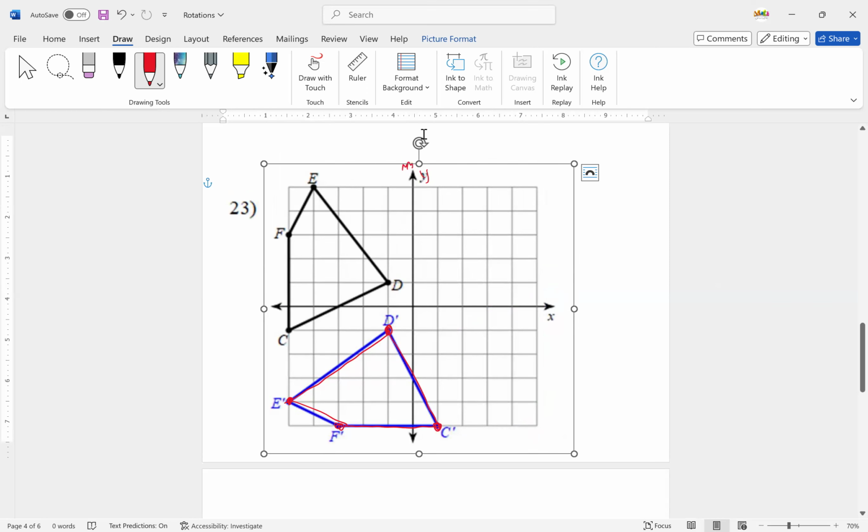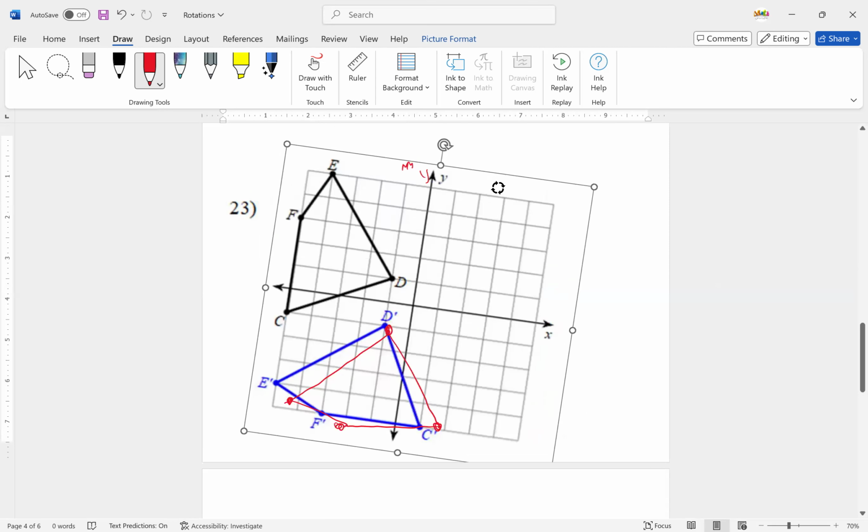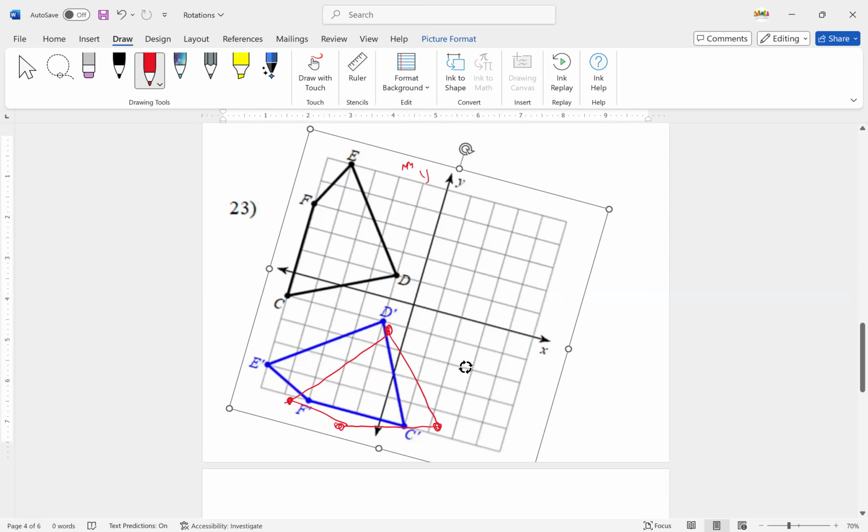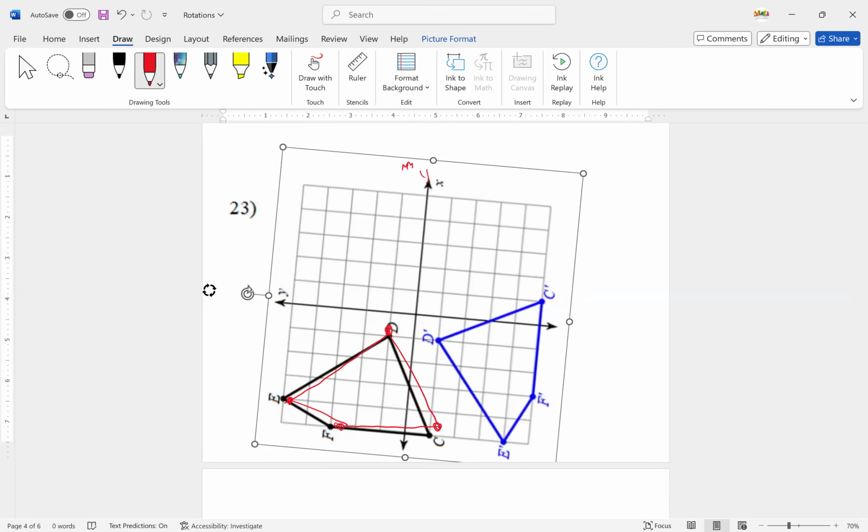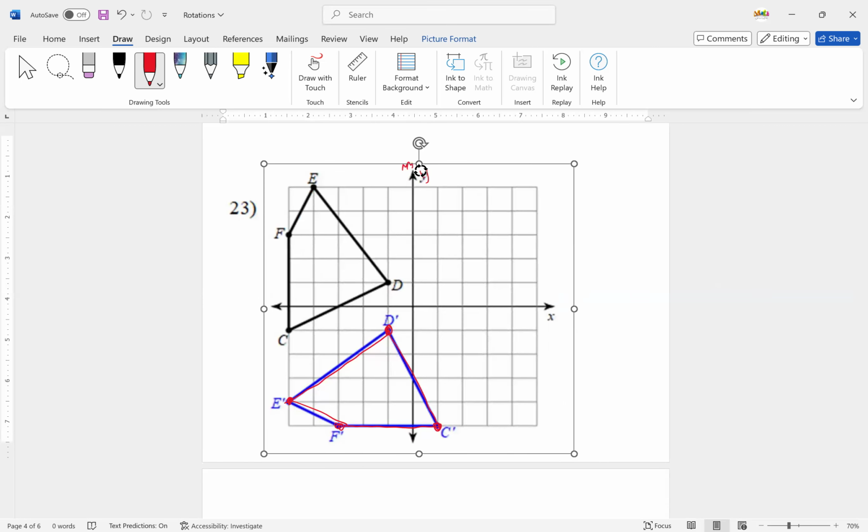Now, I noticed that there's rotation, right? Because you notice that when I rotate this, the black is gonna eventually finish where the red is. So that is rotation. Now I need to figure how many degrees.